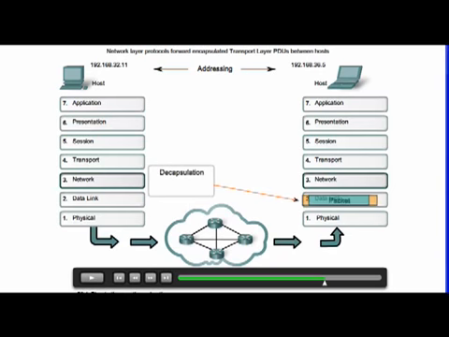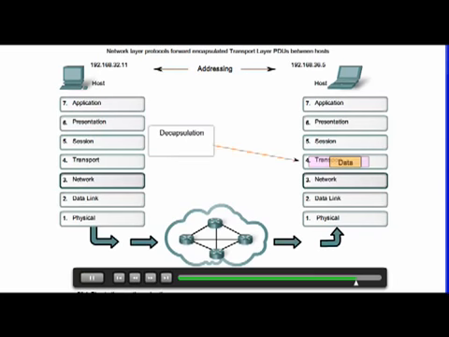When the packet arrives at the destination host, it is processed at the network layer. The host examines the destination address to verify that the packet was addressed to this device. If the address is correct, the Layer 3 IP packet is decapsulated by the network layer, and the Layer 4 PDU contained in the packet is passed up to the appropriate service at the transport layer.